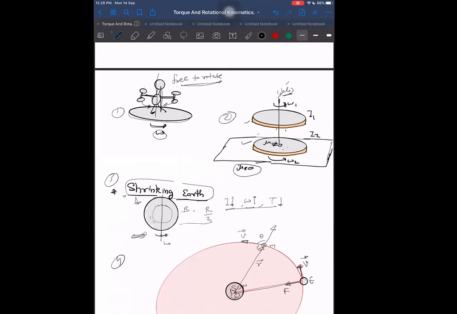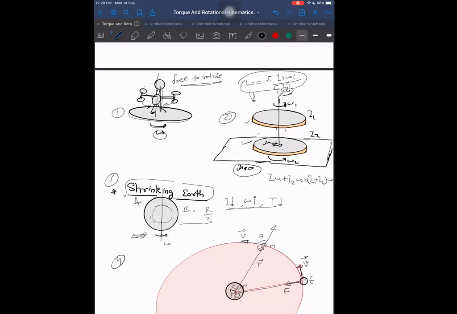This I can write as I1 omega 1 plus I2 omega 2 is equal to I1 plus I2 times omega. In general, if several disks are falling one after the other on each other, then I can say omega will be equal to sigma I omega I divided by sigma I. This we can say in general, if many other disks come one on the other.